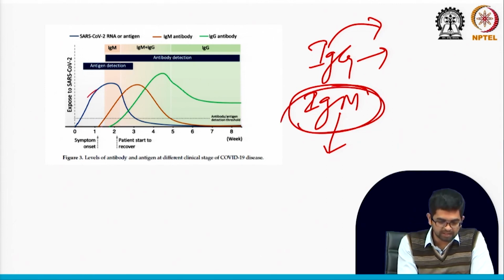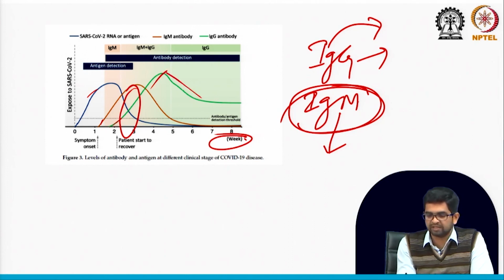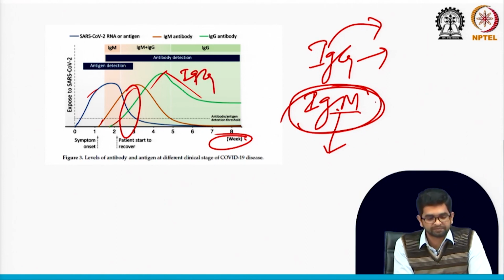You can see here the symptoms. If they are present, then IgM comes first, then IgM and IgG both may come around this region. Mainly after that, if this x-axis is the week, you can see that only IgG is present, and finally IgG will be present and IgM will diminish.